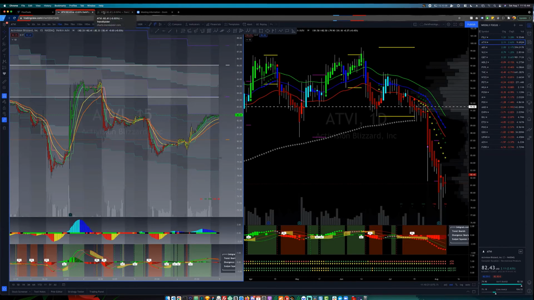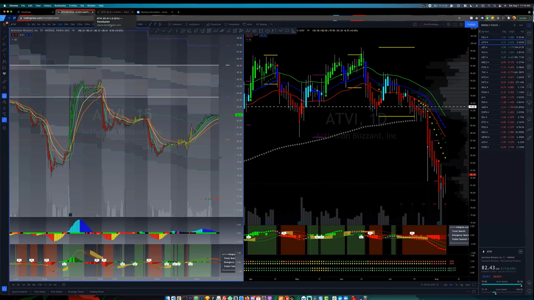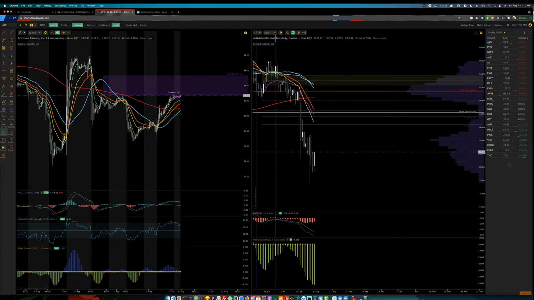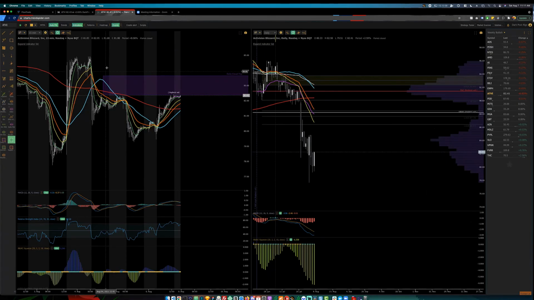We've got the daily cloud running from 82.50 to 83.72. Basically daily cloud runs from here. So we've got a daily cloud, we've got a monthly. Where's the 4-hour bottom? 84 to 85. So the 4-hour bottom is 84.50 to 85.